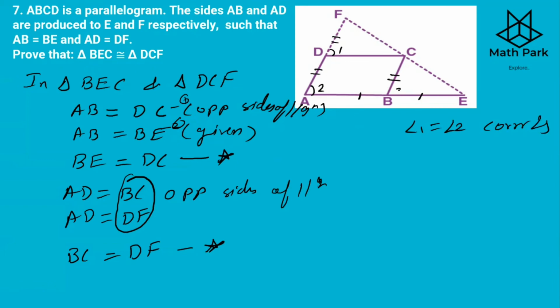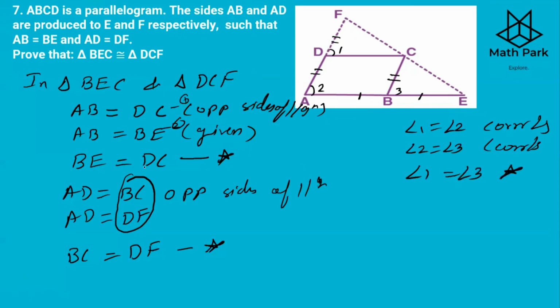In the same way, you have angle 2 is equal to angle 3. Again, they are corresponding angles, because AF is parallel to BC and BE is the transversal. From these two things, you understand that angle 1 is equal to angle 3. So this is the third part that you got, the star ones.